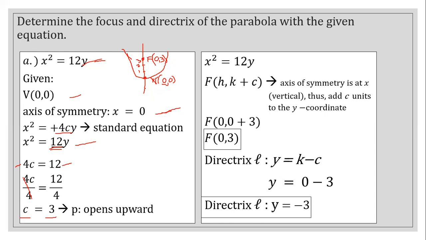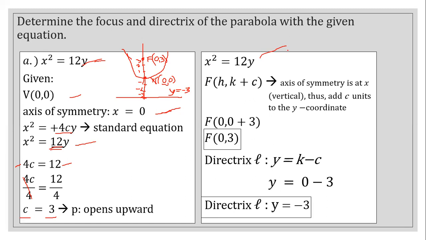Okay, for the directrix, that's the c opposite the focus. So from the vertex, we count 1, 2, 3. Here is the directrix, that's -1, -2, and -3. So our directrix is equal to y equals -3. So again, x squared is equal to 12y.